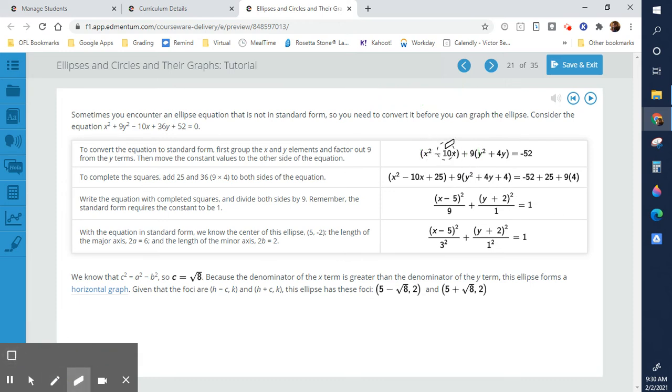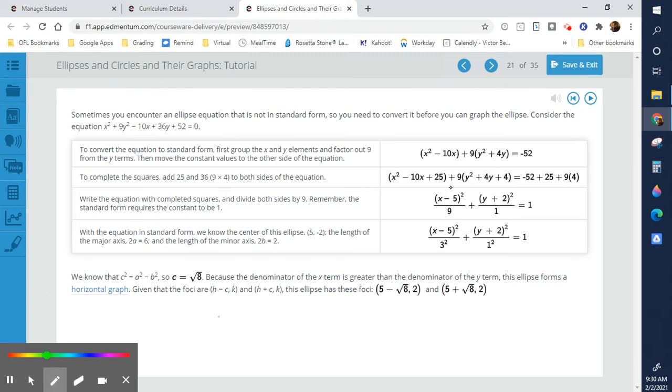First, you're going to have to factor anything in front of your leading coefficients. Leading coefficients being your x squared and your y squared. So factor those out. Factor anything there. And then you're going to complete the square. Then you have to divide by the LCM of any coefficients.